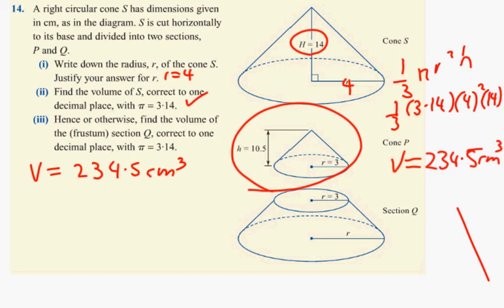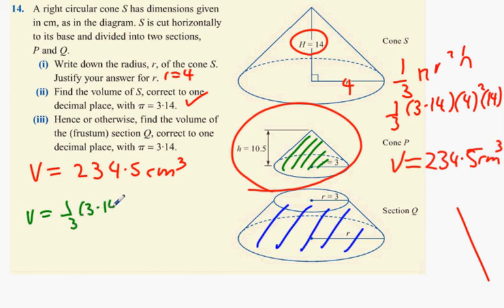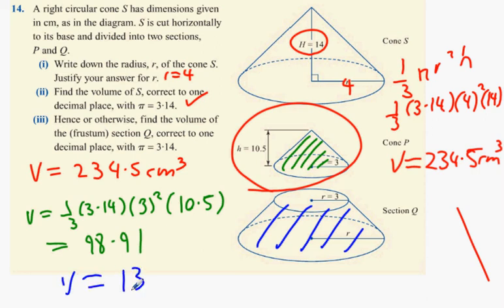If I find out what the volume of the green part is, then I can find out what the volume of the blue part is. So what's the volume of the green part? We'll do it in green here. 1/3, 3.14, the radius is 3 squared. What's the height? 10.5. And what's the volume of the green cone? 98.91. Okay, red one minus green one, 135.59 centimeters cubed.